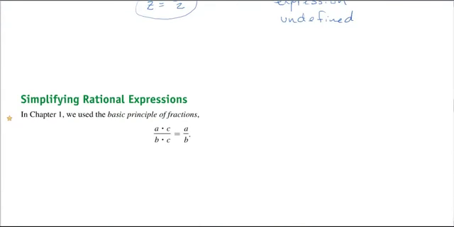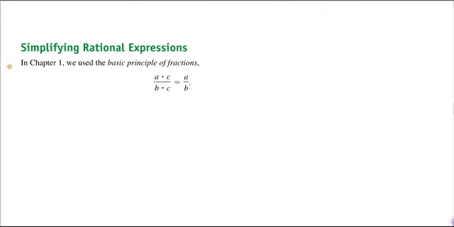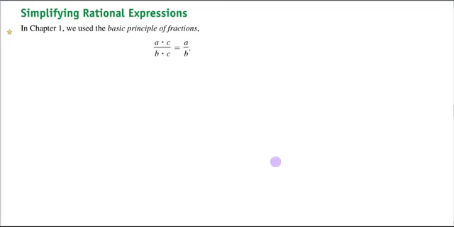Now we're going to learn how to simplify rational expressions. Even after we learn this, it'll be your responsibility to simplify rational expressions in every section after this. In the first chapter, and reviewing, they use basic principles of fractions, which is if I have a numerator of a times c and a denominator of b times c, then you may have seen this before where they cancel out the c's and it makes it an a over b. That's simplifying.